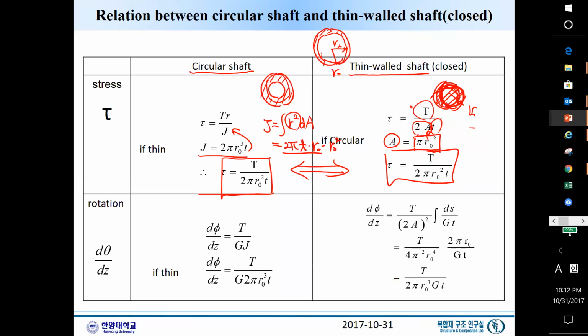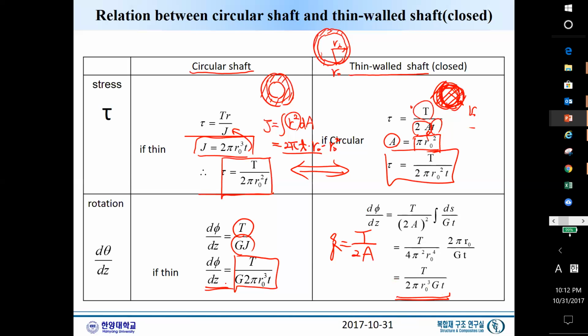And for d phi dz, what we derived here was that q is T over twice A, and putting it here, this is the final form of d phi dz. For the torsion theory, d phi dz is simply torque divided by GJ, where J is like that, and putting it here, this is d phi dz. As you can see, this d phi dz and this d phi dz are the same.